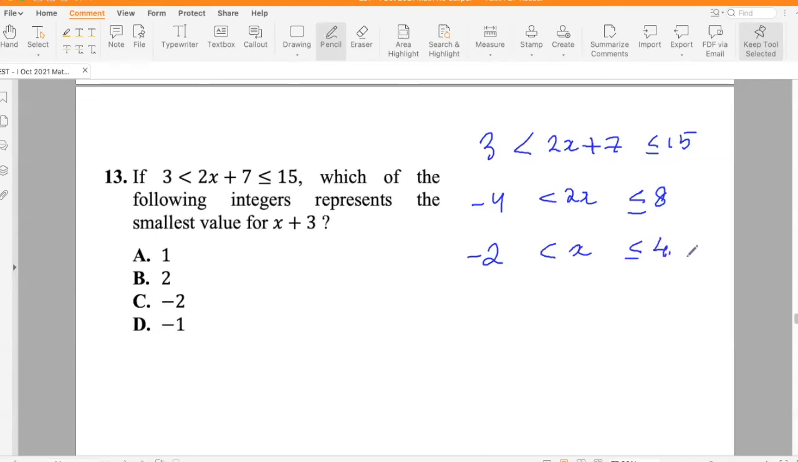Now the smallest value for x plus 3. So minus 2 plus 3 is 1. Less than x plus 3 is less than or equal to 7. So the smallest integer value for x plus 3 would be 2, because it has to be greater than 1. So 2 would be the answer, option B.